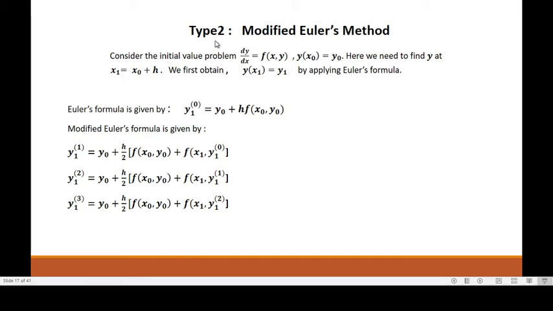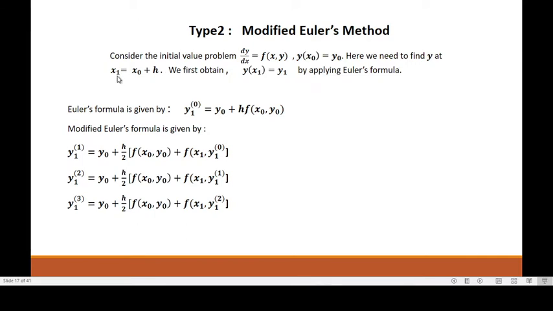In this session, we are going to study the modified Euler's method. In all the methods, we are going to find the solution for initial value problems. It is of the form dy by dx is equal to f of x comma y with the initial condition y of x naught is equal to y naught. Here we need to find y at x1 is equal to x0 plus h, where h is the step size. That is the difference between two arguments, x0 and x1, is h. So the next value of x is calculated by x1 is equal to x0 plus h.